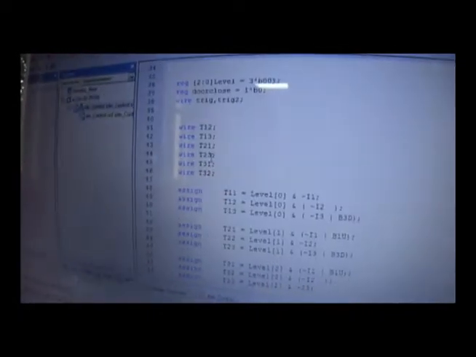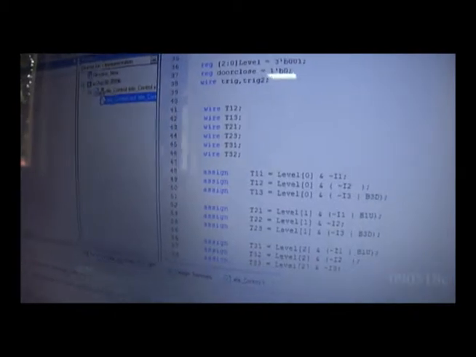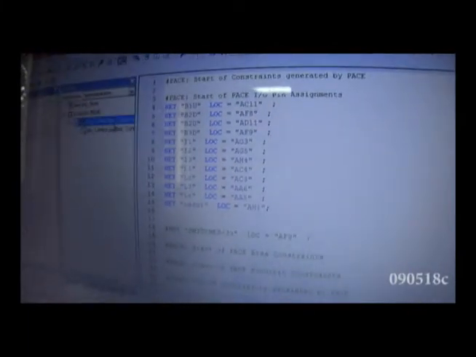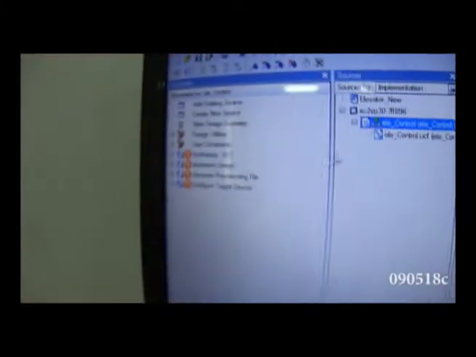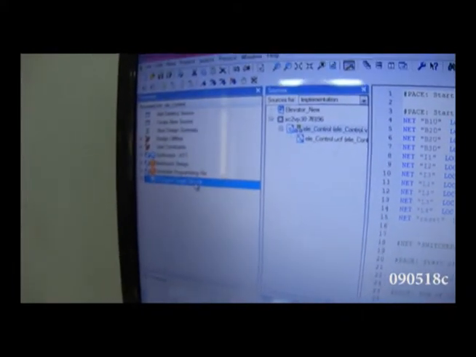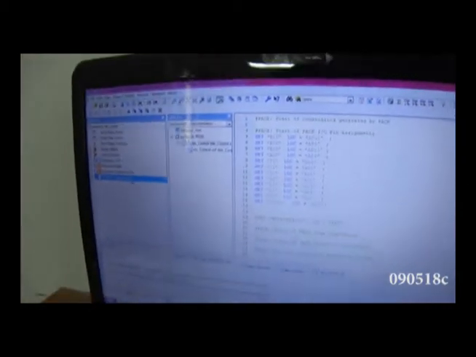This is the Verilog file. This is the UCF file. Now I synthesize the Verilog file. Now this is synthesizing. While this is synthesizing, I will explain the inputs and outputs in the board.